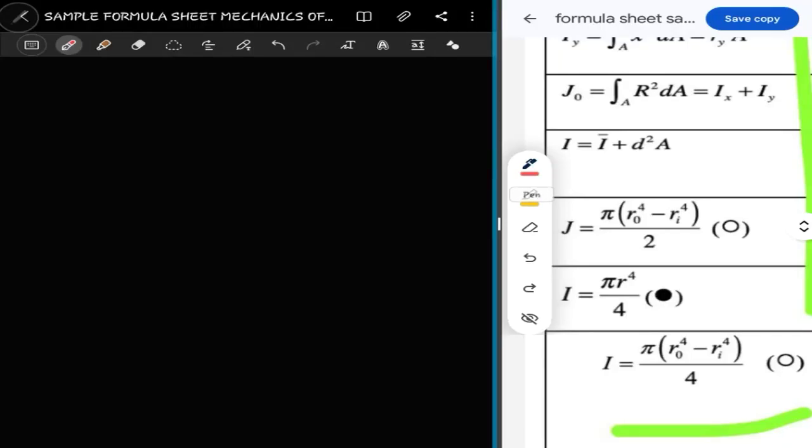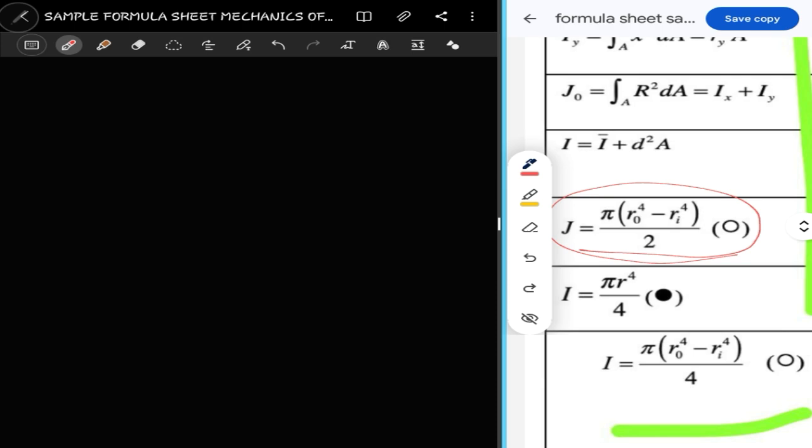So here we are looking at a sample formula sheet, the common equations in mechanics of materials. We are starting straightforward. We're going to deal with the ones that are very common. Okay, so then we see this one, for instance.